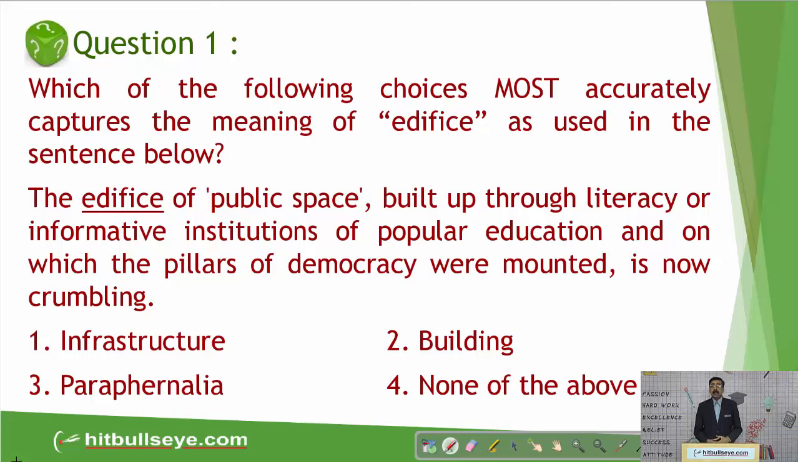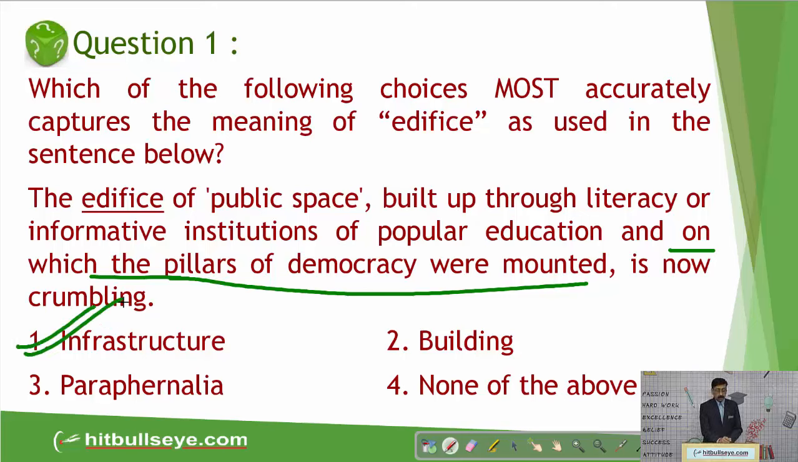Now the key words are: on which pillars of democracy were mounted. Something is mounted on something, which means that the thing is primarily a platform, or the basis, or the foundation, or can be termed as infrastructure. Therefore, the answer to this particular question would be option 1.